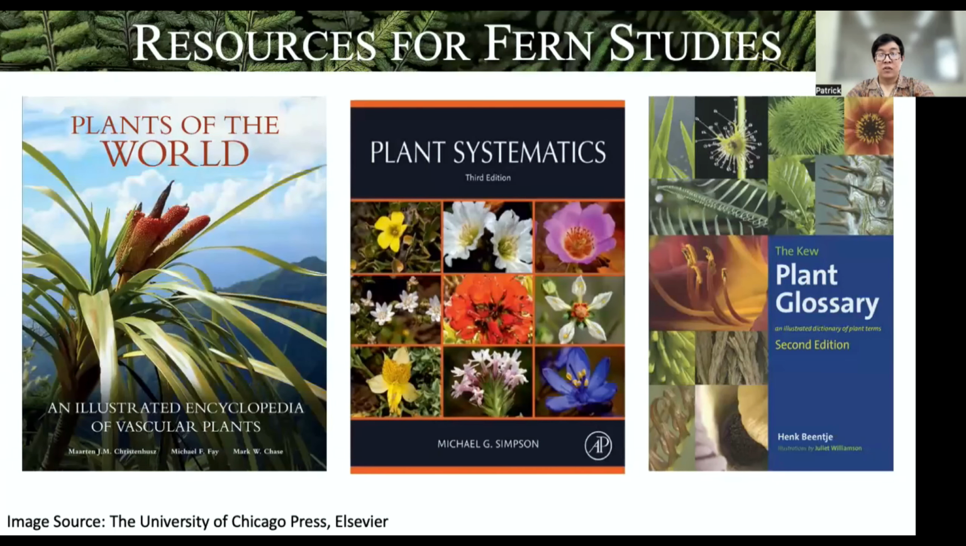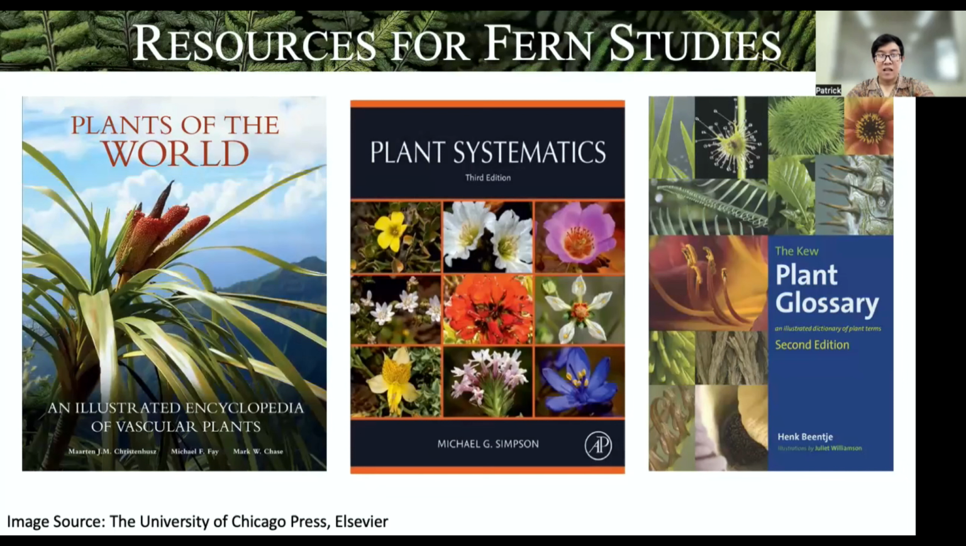And to end my talk, I would like to share some of the references I used in this presentation. Plants of the World by Christenhusz, Fay and Chase provides a detailed account of all vascular plant families, including pteridophytes, gymnosperms, and angiosperms. They follow the latest rendition of the Angiosperm Phylogeny Group, which was published in 2016, though they have their own system of classification when it comes to pteridophyte phylogeny. Still, this book is a good reference as a whole.